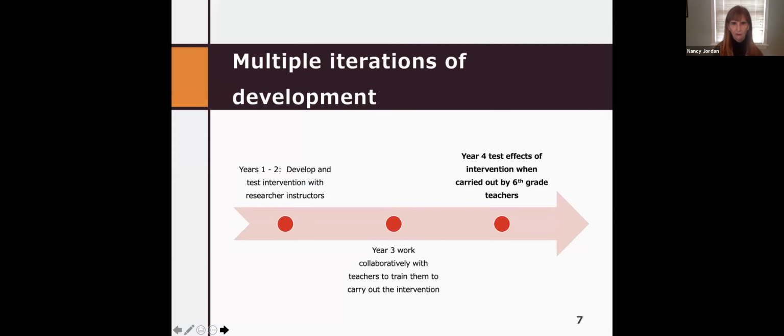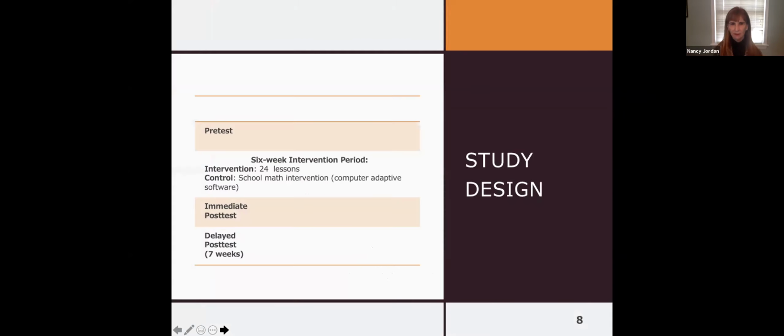So this is the overview of, we had multiple iterations of development. First, we developed and tested the intervention with teachers. And I think I presented some of these data at a previous MCLS meeting. But then in year 3, we started to work collaboratively with teachers to train them to carry out the intervention. And what I'm going to focus on more today is year 4, when we tested the effects of the intervention when carried out by 6th grade teachers. This is our basic design for all of our studies.